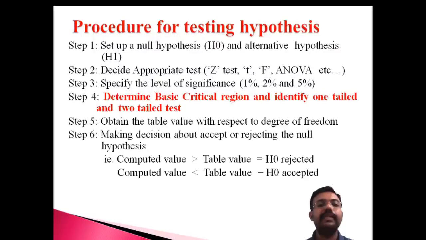Okay, and after that, obtaining the table value. Z test and T test use the same table, and F test uses a separate table. Okay, that's determining the table value, that means identifying the table value. And step 6 is another important element, and here we take the decision, accept or reject the hypothesis. Suppose the calculated value, or the computed value, is greater than the table value, that means rejecting the H0, and if the computed value is less than the table value, that means we are accepting the null hypothesis. That is the rule, or procedure, for the testing of the hypothesis.